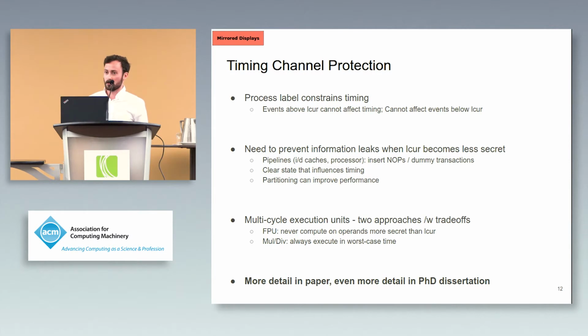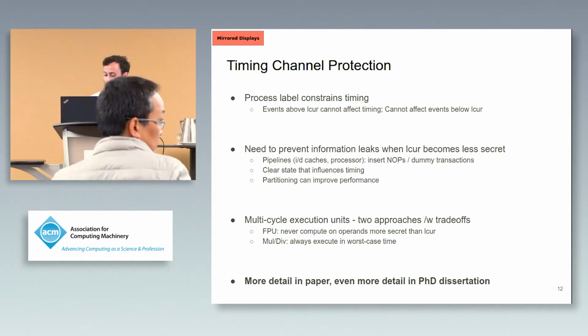We take two approaches to addressing these kinds of timing channels. In the floating point unit, we constrain floating point operations from being done on arguments that have labels that do not flow to the process label. For the multiplier, we constrain the multiplication unit to always take the worst case time. There is a trade-off between these two approaches. The FPU has a more restrictive ISA, but the multiplier has worse performance.